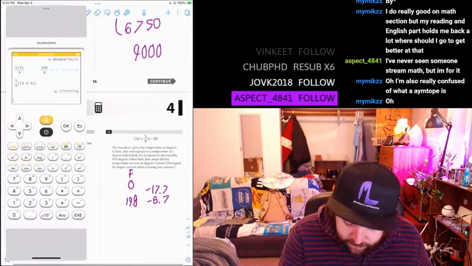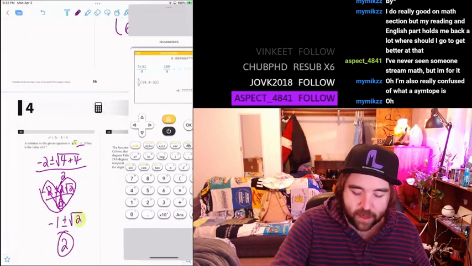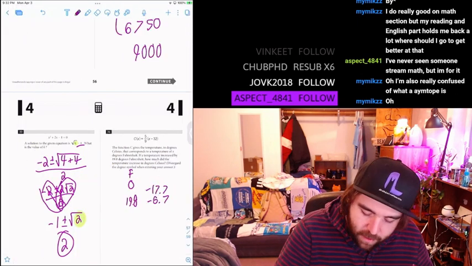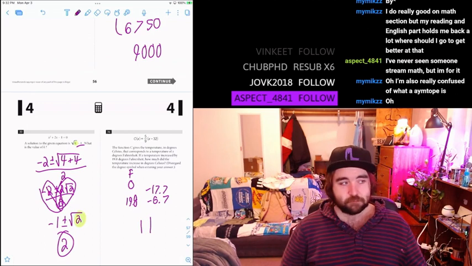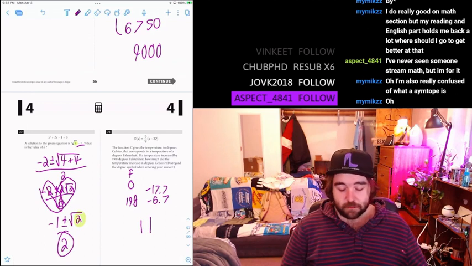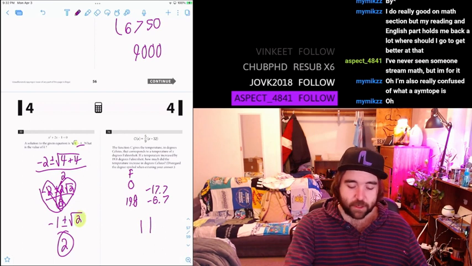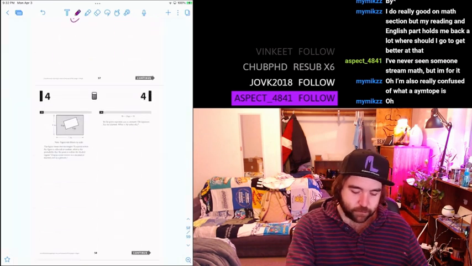So how much did the temperature increase by in Celsius? Well, it went from negative 17 to negative 6. So it went up by 11. Okay. I'll take it. I'll take it. Whoa.